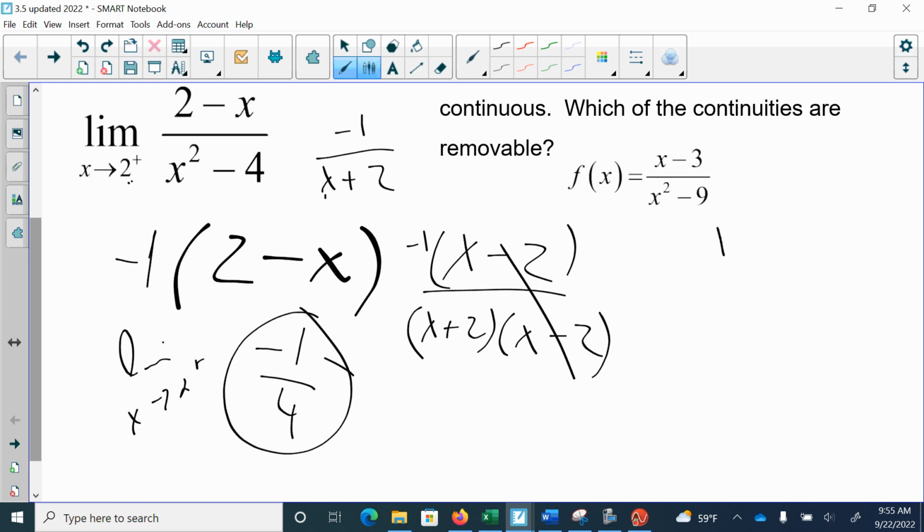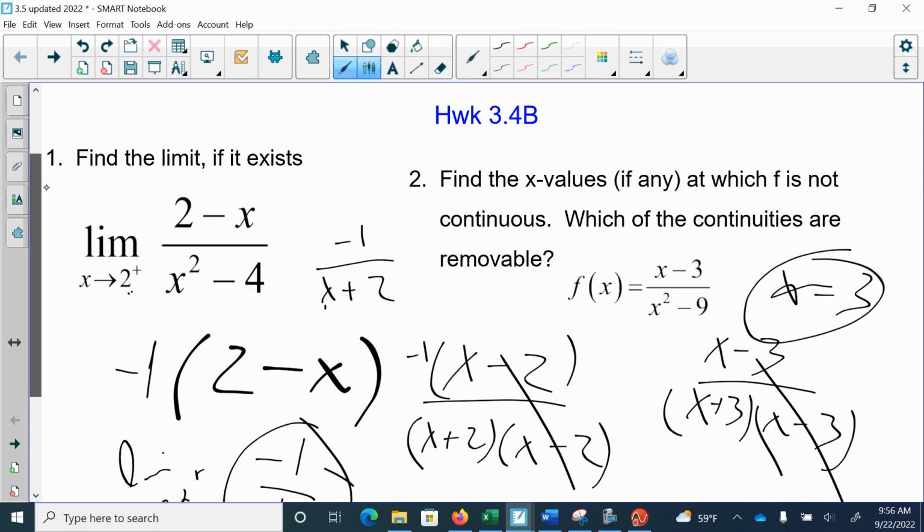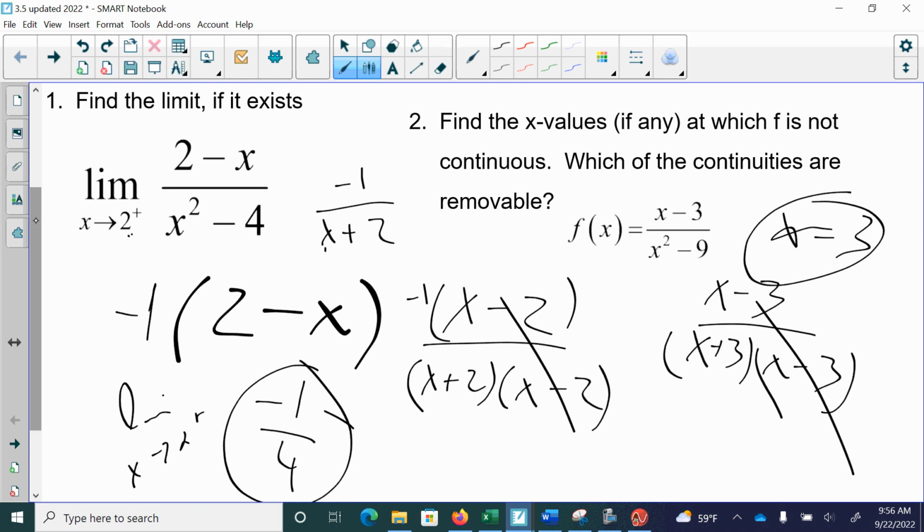Next one. So then we're going to go like this, x plus 3, x minus 3, these cancel, so x equals 3 is the removable discontinuity, and the -3 will be non-removable, right? It's an asymptote, it's just one to remove. Everyone good?